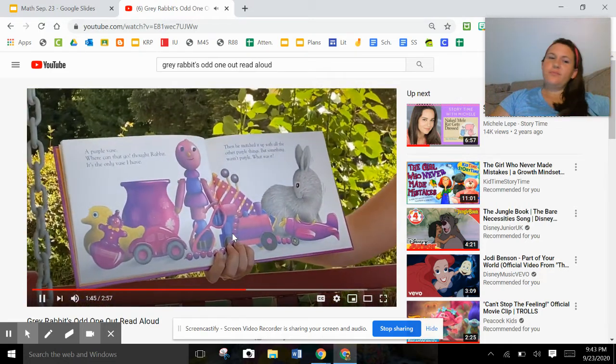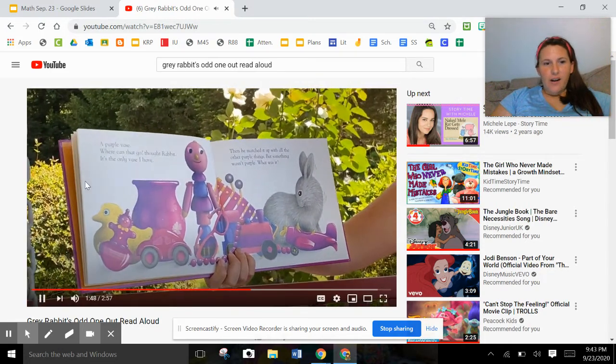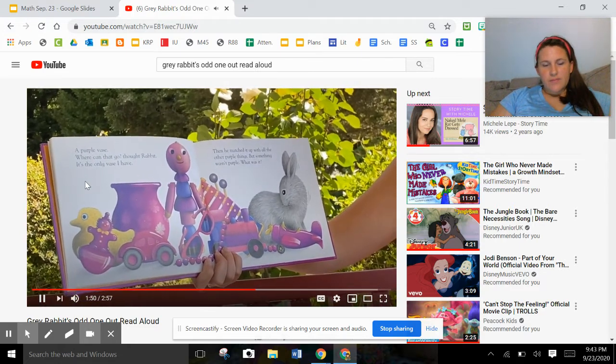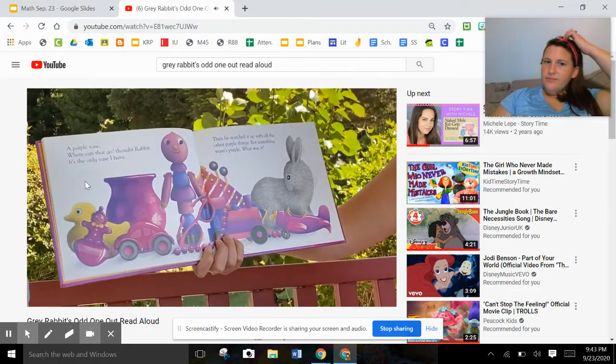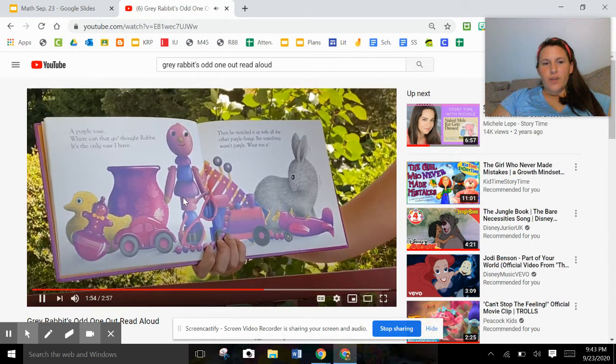A purple vase. Where can that go? Thought Rabbit. It's the only vase I have. Then he matched it up with all the other purple things.